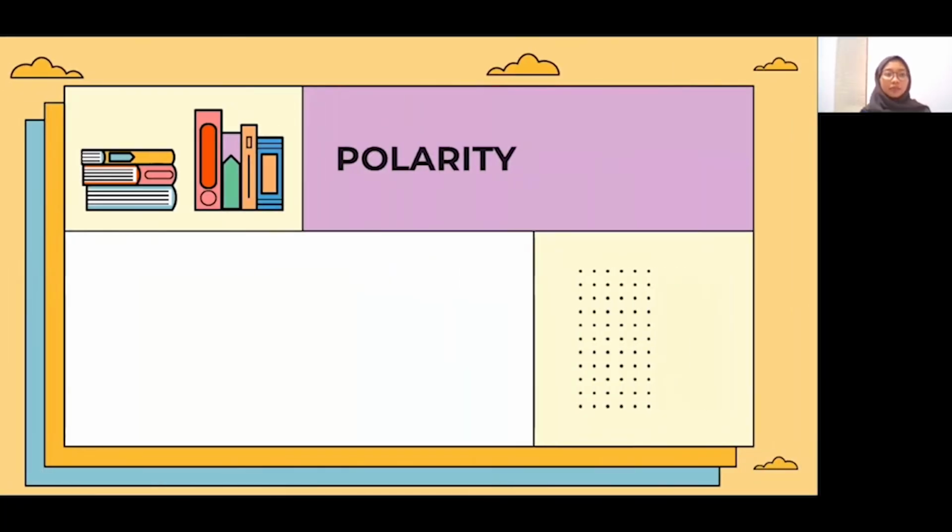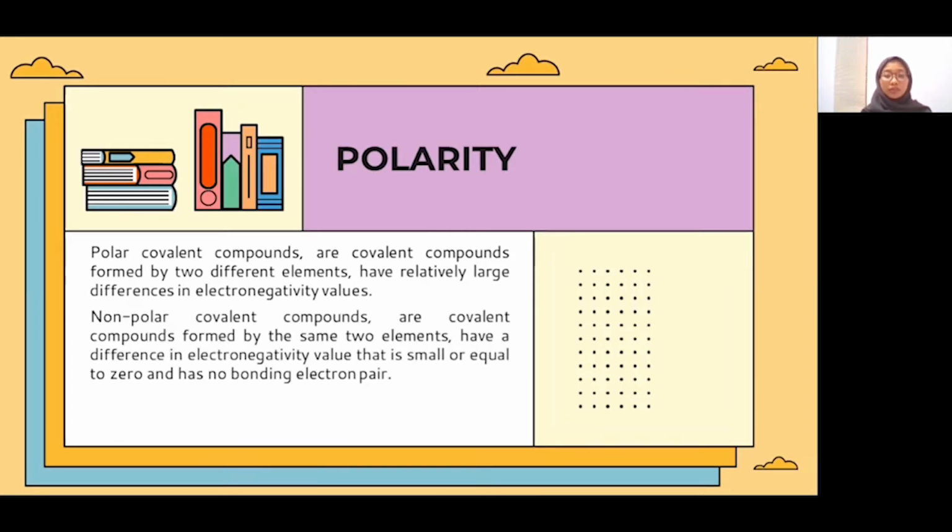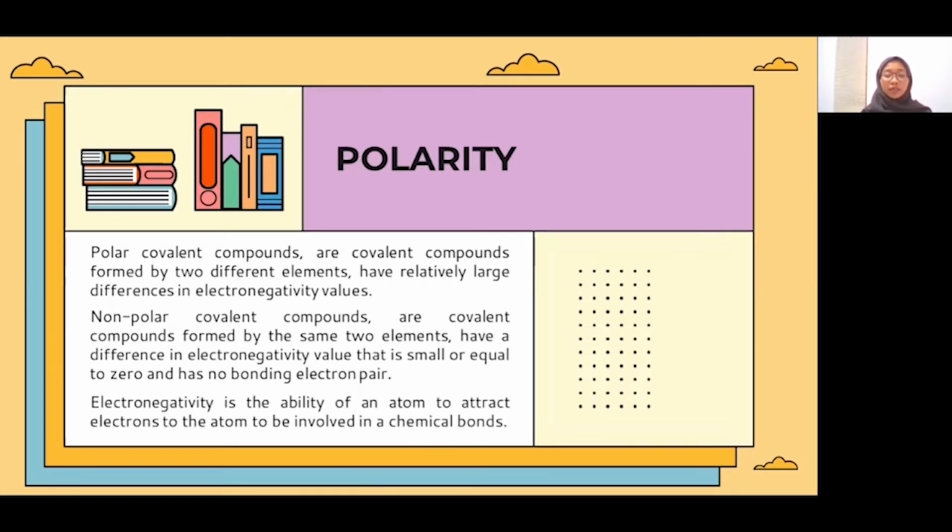A covalent compound is said to be polar if it is a covalent compound formed by two different elements and have a relatively large difference in electronegativity values between 0.5 to 1.6, while non-polar covalent compounds are covalent compounds formed by the same two elements and have a difference in electronegativity value that is less than 0.5. Something that distinguishes between them is the electronegativity. Electronegativity is the ability of an atom to attract electrons to the atom to be involved in a chemical bond.